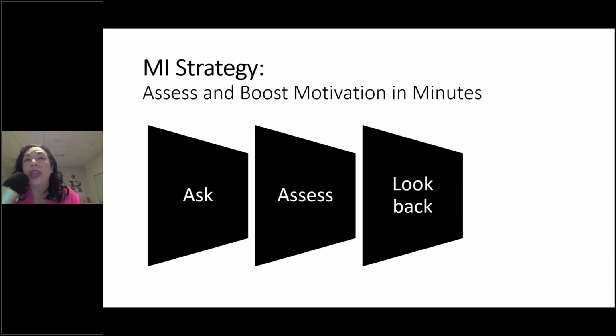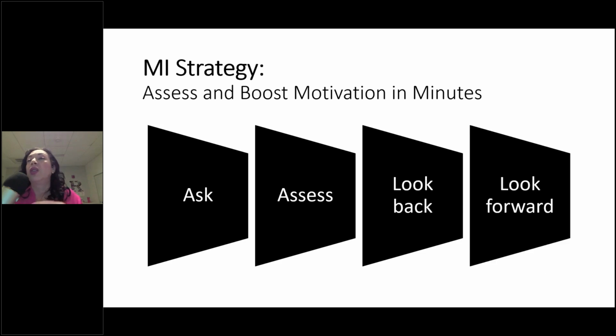There's this other door we can also go through where we look forward. So to lift motivation, we look forward by asking, what would it take to move just 1 or 2 points higher? This encourages Jade to identify steps that could boost her motivation. This quick method provides both insight and an opportunity to raise motivation in just a few minutes.